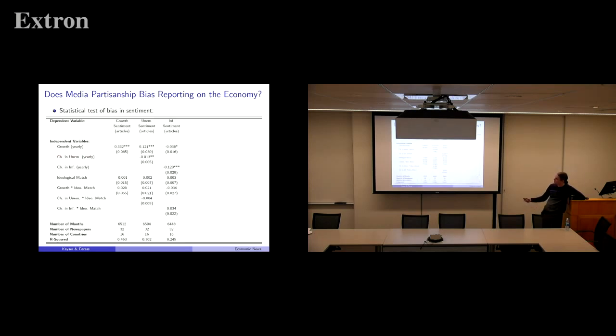Basically what we did here is we used sentiment as a dependent variable. We controlled for growth, changes in unemployment, and changes in inflation. We have a variable which is ideological match, which is one if it's a left-wing government and left-wing newspaper, or right-wing government and right-wing paper, and 0 otherwise. And then we interact those with the economic variables. So you're looking for statistical significance over here. We don't see it for articles. We also looked at headlines. Similarly, we don't see anything statistically significant. The only thing we found is that those two coefficients are jointly significant.